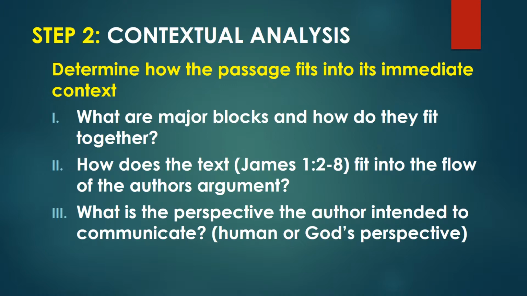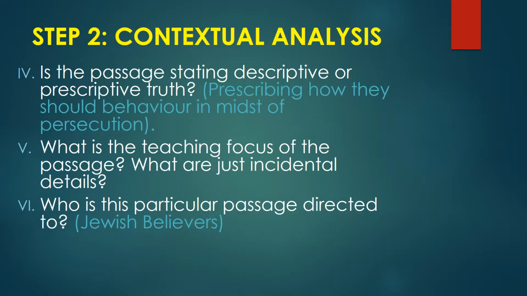Also, what is the perspective the author intended to communicate? Is it from a human perspective or is it from God's perspective? Is the passage stating descriptive or prescriptive truth? For instance, is the passage telling an event as it is, or is it prescribing a particular action that should be followed by the believers? If we look at our text, James is prescribing how they should behave in the midst of persecution. He is saying, count it all joy when you fall into diverse temptation.